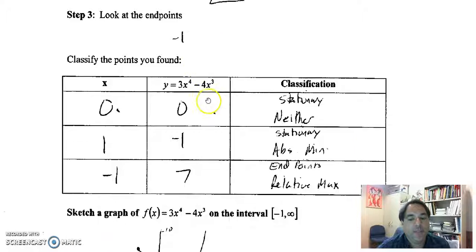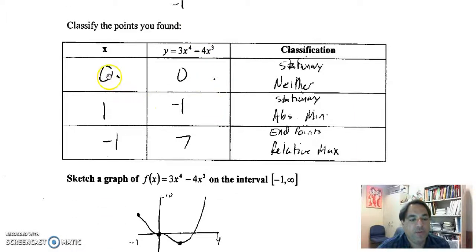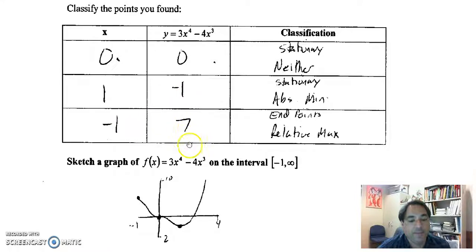Okay, so then I made a little table where we're looking for 0, 1, -1. 0 comes from stationary, 1 comes from stationary, -1 comes from endpoints. Then we plug into the original, the 3x raised to the 4 minus 4x cubed, to find the y value. So when you plug in 0 to the original, you get 0. When you plug in 1 into the original, you get -1. When you plug in -1 into the original, you get 7. So the three places we're going to look at are (0, 0), (1, -1), and (-1, 7).